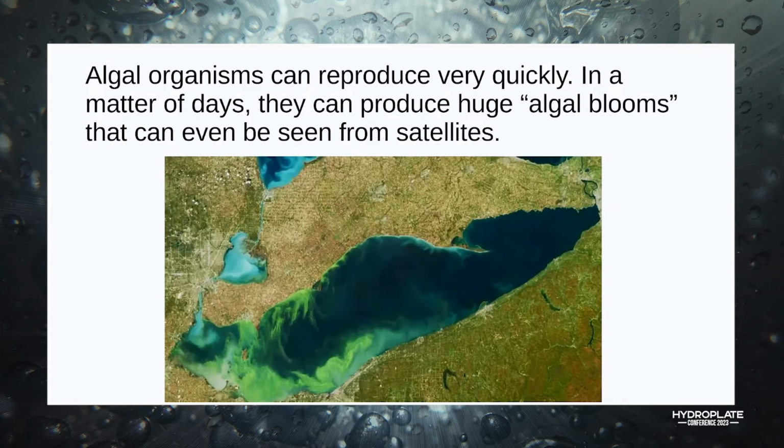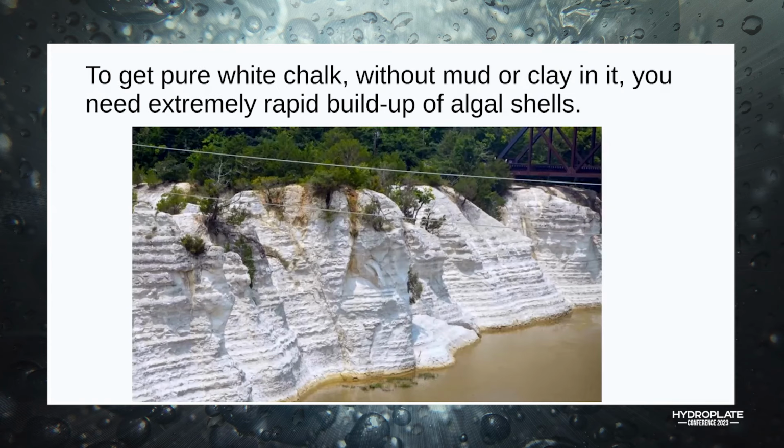So all of these little shelled organisms can reproduce very quickly. In a matter of days, they can make an algal bloom. Here we see a satellite picture of a bloom in Lake Erie, and here it looks kind of green, but around Antarctica, when these coccolithophores have a bloom, it looks white. To get a pure white chalk deposit of this size without any mud or clay in it, you need extremely rapid buildup of algal shells, covering the span of only a few days or at most a few weeks. The blooms must have happened at the end of the flood while the water was still covering this part of the world.